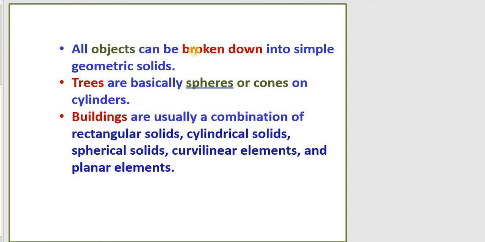Projects can be broken down into simple geometric solids. You have the chance to practice with this in assignment number 1. Trees are basically spheres, cones, or cylinders. Buildings are usually a combination of rectangular solids, cylindrical solids, spherical solids, curvilinear elements, and planar elements.